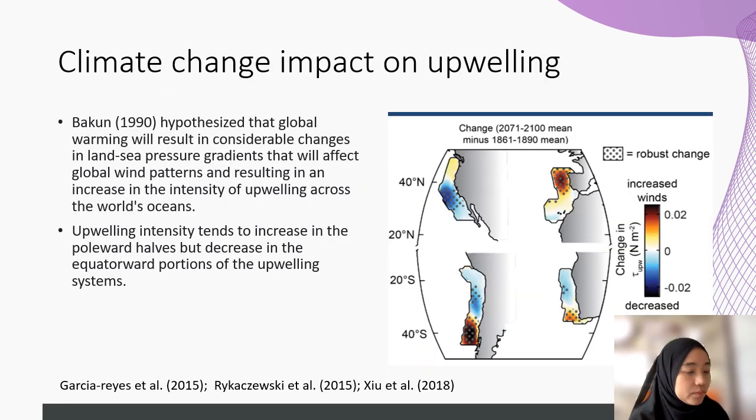So next, in 1990, Bakun hypothesized that global warming will result in considerable changes of land-sea pressure gradients, and this will affect global wind patterns and result in increasing of upwelling intensity. Upwelling intensity tends to increase in the poleward but decrease in the equatorward. Some researchers also found that upwelling intensity tends to increase in the poleward but decrease in the equatorward portions of the upwelling systems.